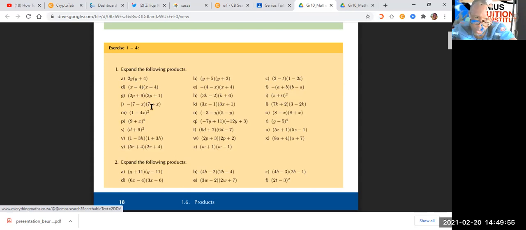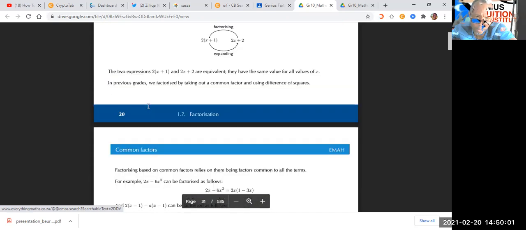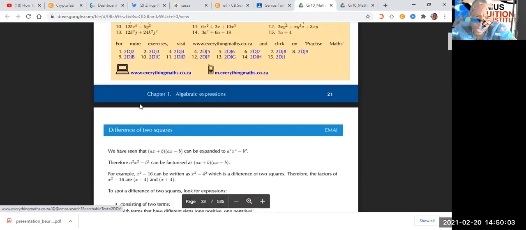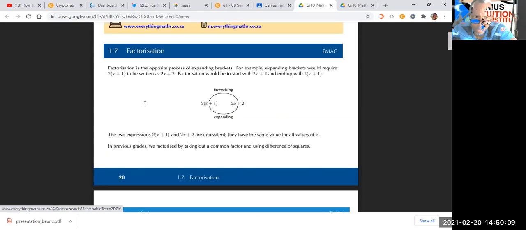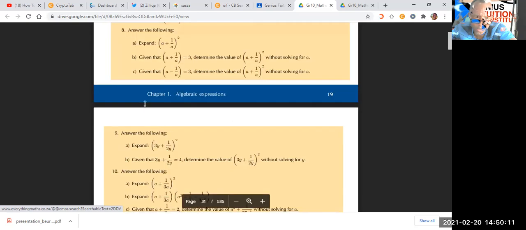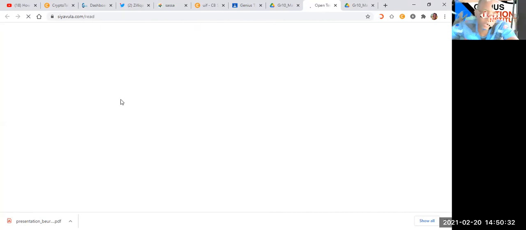Now let's get to that page. Yes, here it is. Now let me click on this and then check. What do you see? It is redirecting us to Everything Maths, Siyavula.